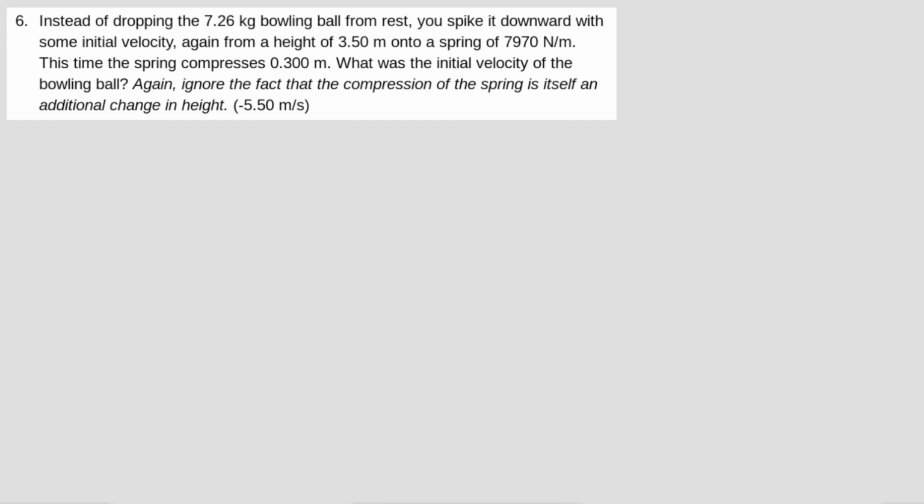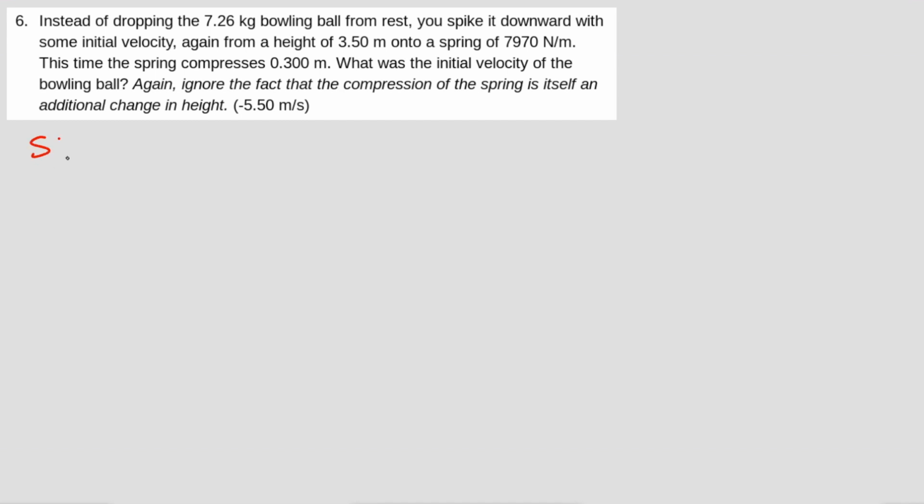So we want to figure out what is the initial velocity of the bowling ball. And again, we're going to ignore the fact that the compression of the spring is actually adding to the change in height of this. We could factor that in, but it gets a little annoying. So we're just going to ignore that. We're going to say the total change in height is just 3.5 meters.